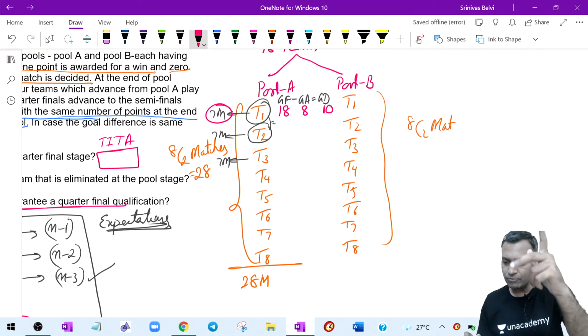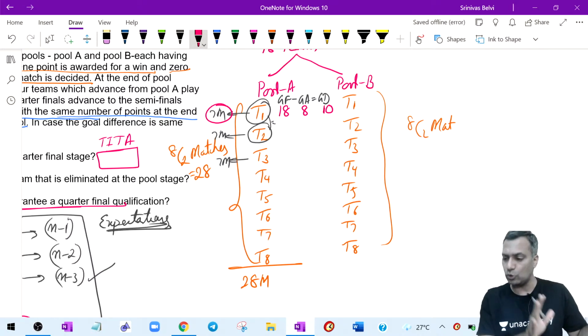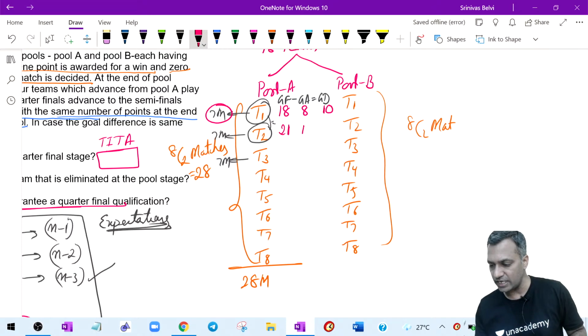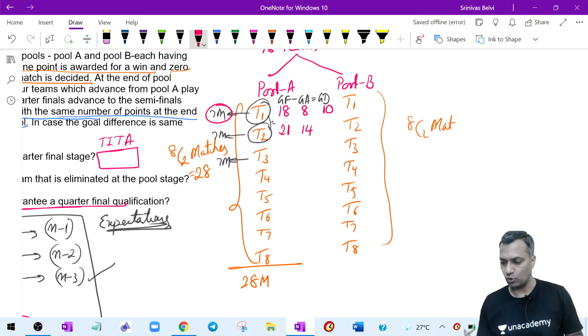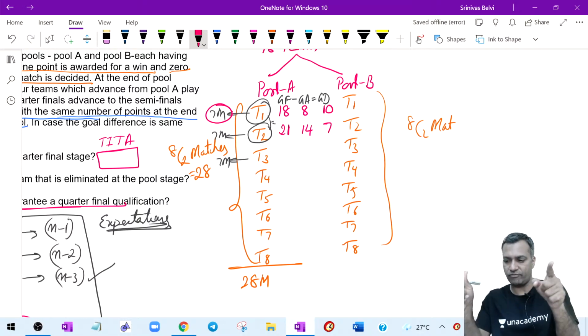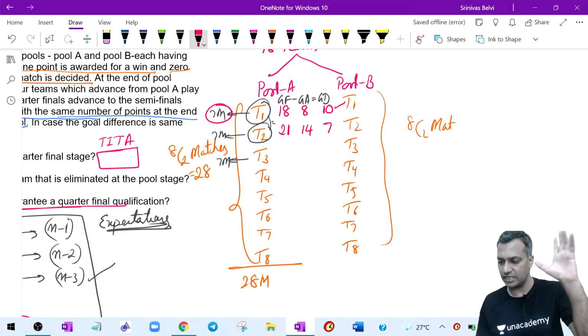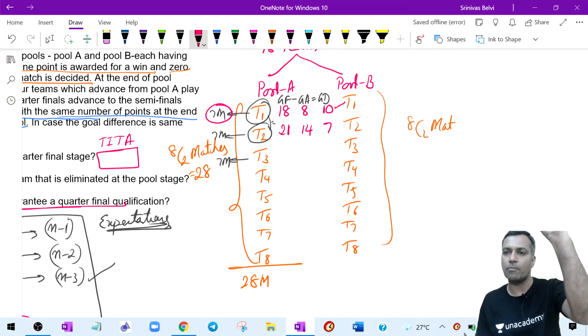Whereas team 2, what happened on team 2 is the points may look similar. They scored 21 goals, but they conceded 14 goals. So therefore, what is the goal difference? Goal difference is 7. I look at this goal difference, then I will decide that because the goal difference is higher for team 1, I will rank them as number 1 in the chart.